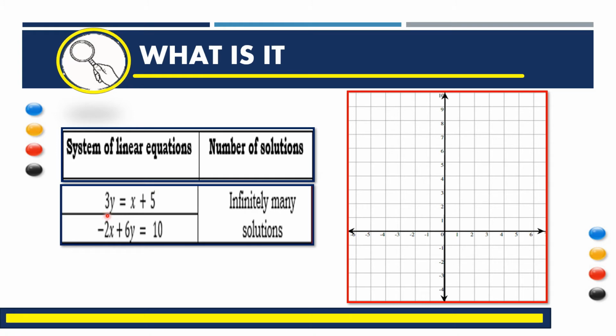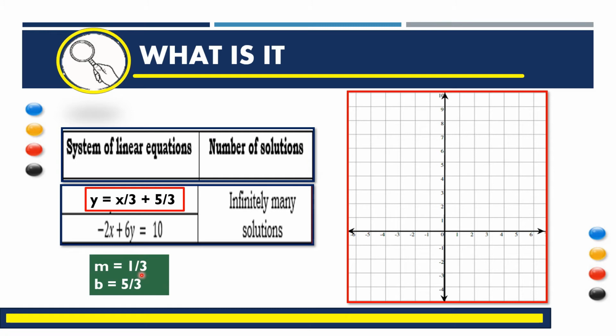As you can see, y here has the numerical coefficient of 3. Take note that the slope-intercept form is y is equal to mx plus b, wherein y has a numerical coefficient of 1. So in order to follow the y equals mx plus b form, we have to divide both sides by positive 3 to cancel 3 on the left side. The new equation will now become y is equal to x over 3 plus 5 over 3, where our slope is equal to 1 over 3 and our y-intercept is equal to 5 over 3.